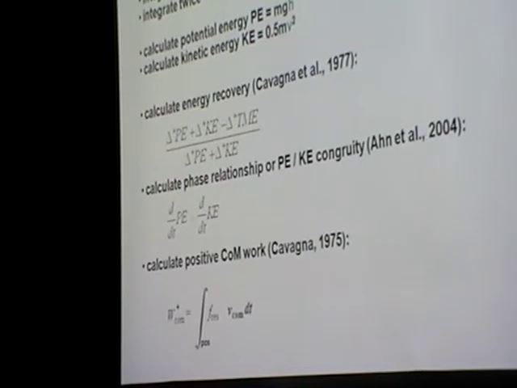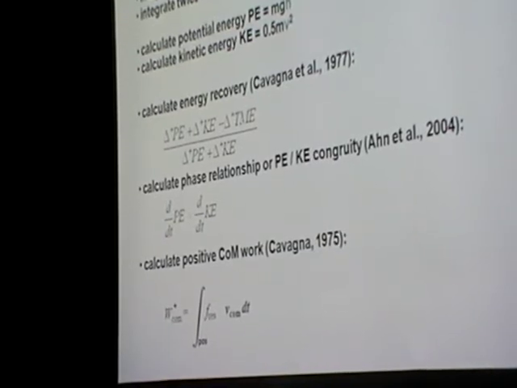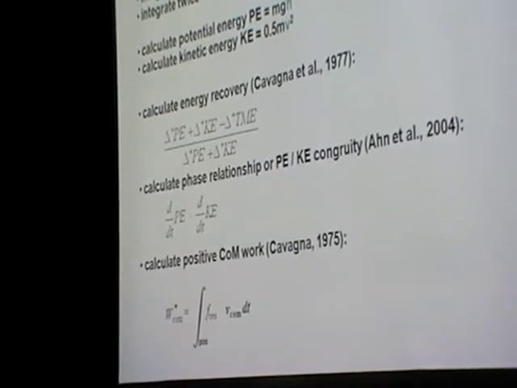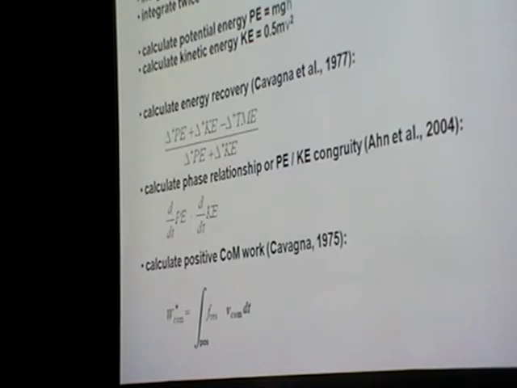And Cavagna developed equations that tell you how much energy recovery you have, so how much exchange you have between potential and kinetic energy. And I told you before that the ability to regain one or the other form of energy has to do with the phase relationship between these two fluctuations, and that is described in a term called congruity. And that allows you to evaluate how much potential you have to use a bouncing ball mechanism, like we do in running.